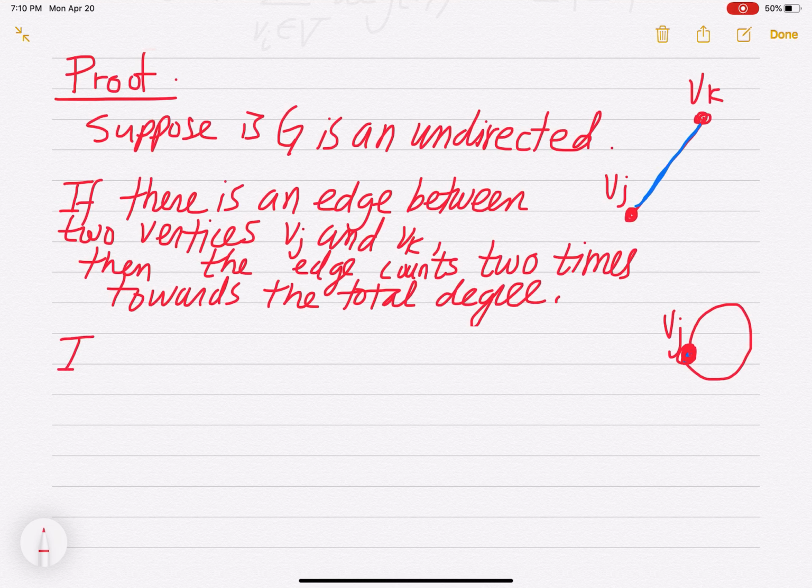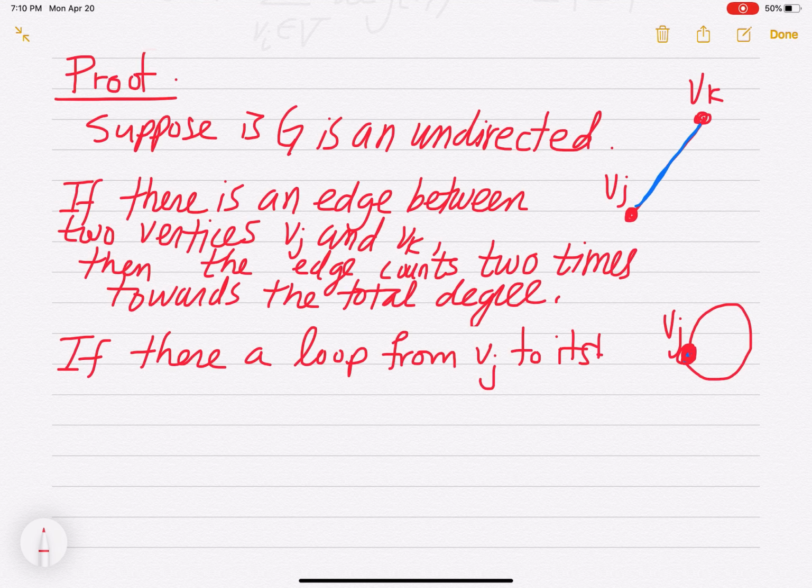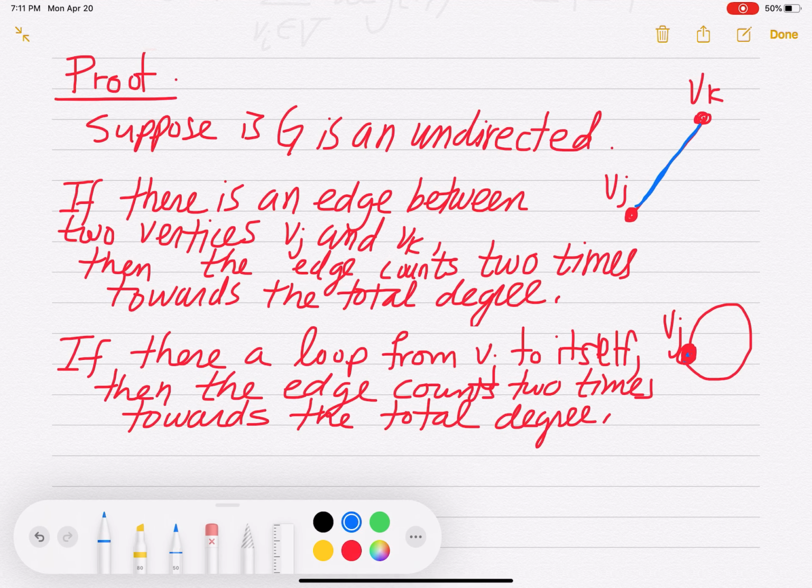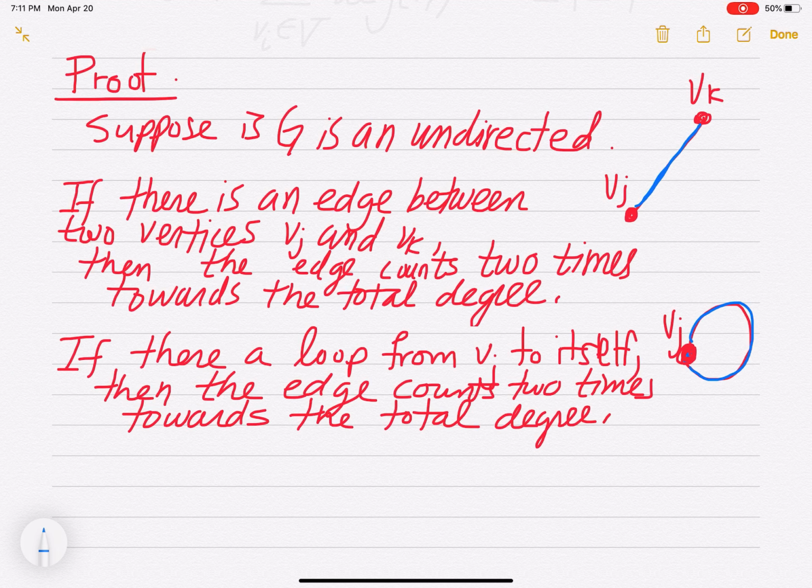So the second case is if there is a loop from V_j to itself, then that single edge counts again twice towards the total degree. Let's think about this. So I got this blue edge, and that's just one edge. It's going to go into V_j on one side here and the other side down below. That's counting twice towards the total degree. So in any case, however we do it, every edge is going to count twice towards the total degree.